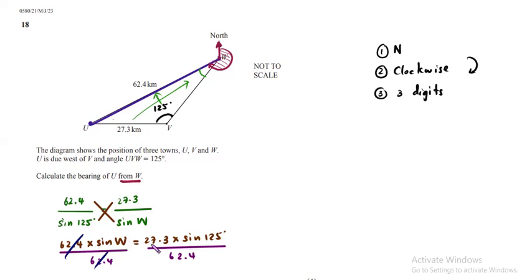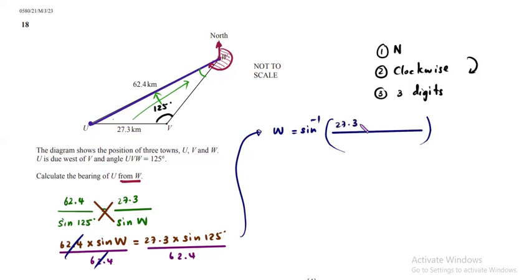Now sine W is equal to 27.3 times sine 125 over 62.4. If I'm to find what W is, an angle, even in trigonometry, when calculating an angle, we have to use the inverse. Inverse is used only when calculating the angle. So that is what I'm going to use here. To find W, I need to use the inverse of sine for whatever amount I have on the other side, which is 27.3 times sine 125 over 62.4.